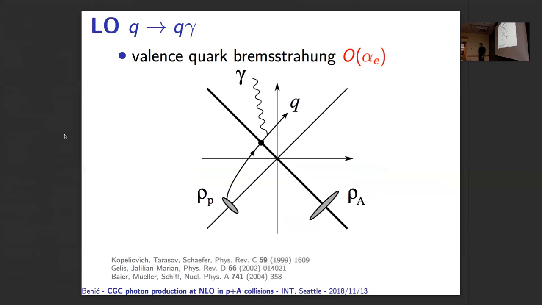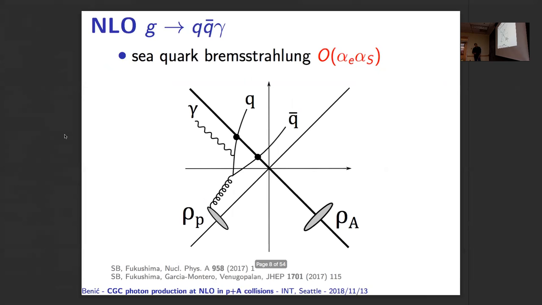Now let's immediately go into the diagrams that take place in CGC. At leading order, you have this quark Bremsstrahlung diagram. Here the projectile and the target move on their light cones, and then you pull out a quark from the projectile. Then the quark eikonally scatters on the target, and you can produce a photon in the final state. Of course, besides this diagram, there is also a diagram where you switch the interaction vertices between the photon and the nuclei, so that the photon gets produced here. Both of these diagrams should be taken into account, of course. Anyway, that's the leading order contribution.